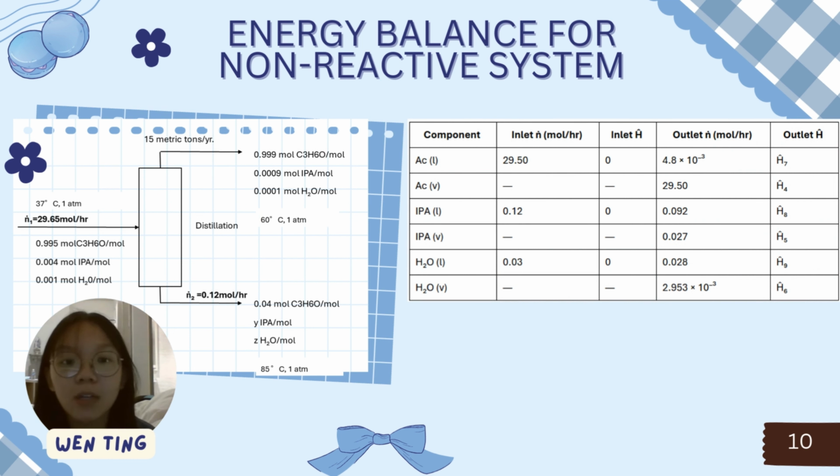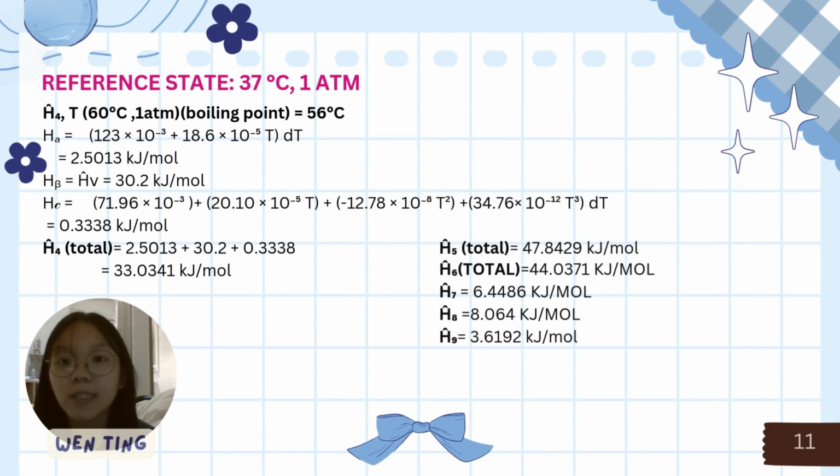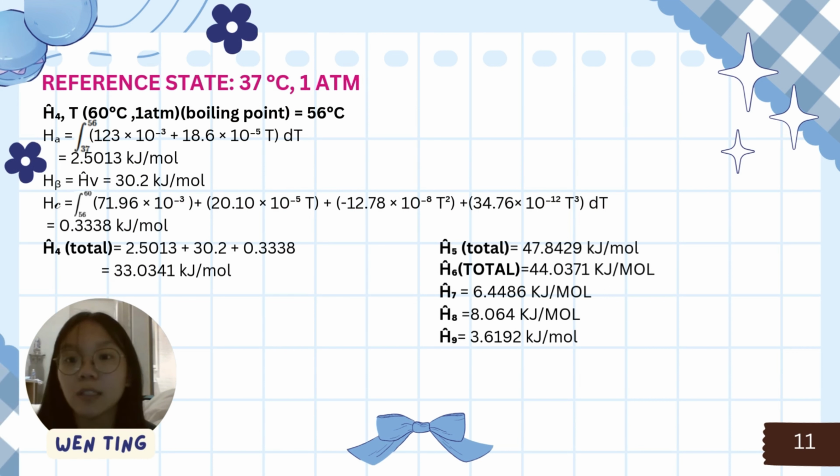And from the table, we list out all the components and we take the data that has been calculated from the mass balance. So next, we take 37 Celsius and 1 atm as the reference state. For example, if right now we want to calculate the enthalpy H4, we must know the boiling point of it as it is in the vapor state. So it must have an enthalpy change from 37 Celsius to 56 Celsius, and then we need to add the heat of vaporization, and then add the heat change from 56 Celsius to 60 Celsius. After that, when we sum it up, we get the total enthalpy change for H4.